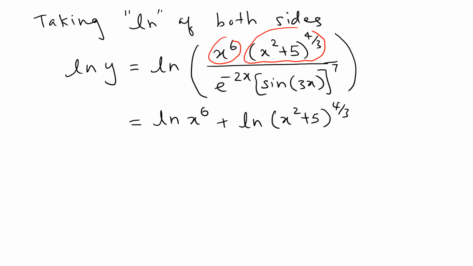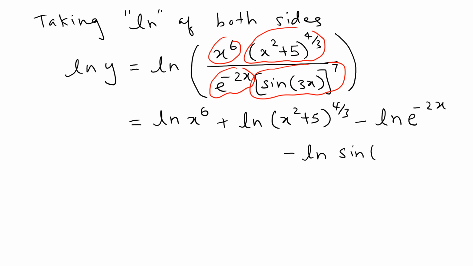Okay, so then the first two terms. And then you can see these are in the numerator. Those are quotients, so that means it's going to be negative: negative ln of e to the negative 2x. And there's one more quotient, so this quotient is also going to be negative: negative ln of sine 3x to the 7th power. So we use the product and quotient rules, turning products and quotients into pluses and minuses.